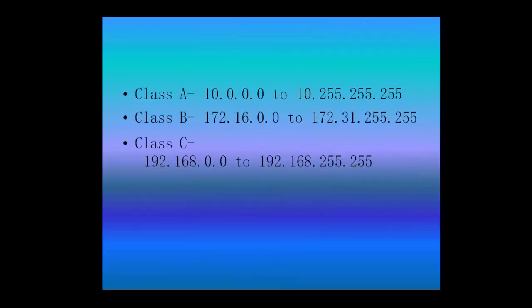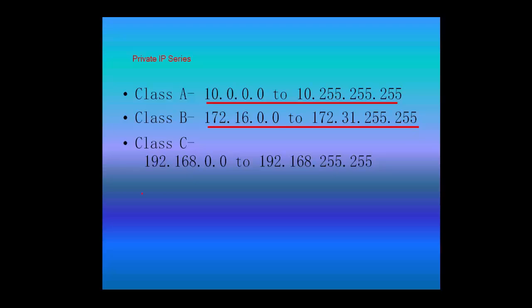So this is the private IP range, sorry, private IP series. In A class, 10.0.0.0 to 10.255.255.255 is the A class IP in private. In B class, 172.16.0.0 to 172.31.255.255 is the B class private IP series.